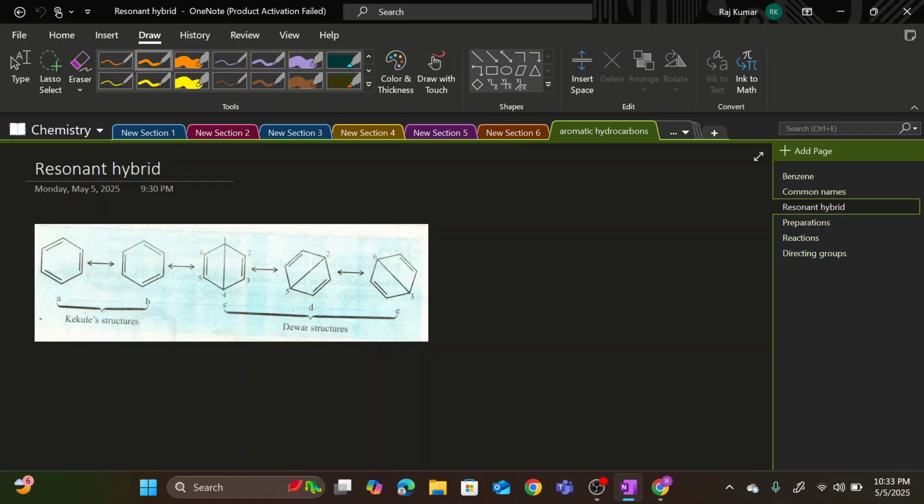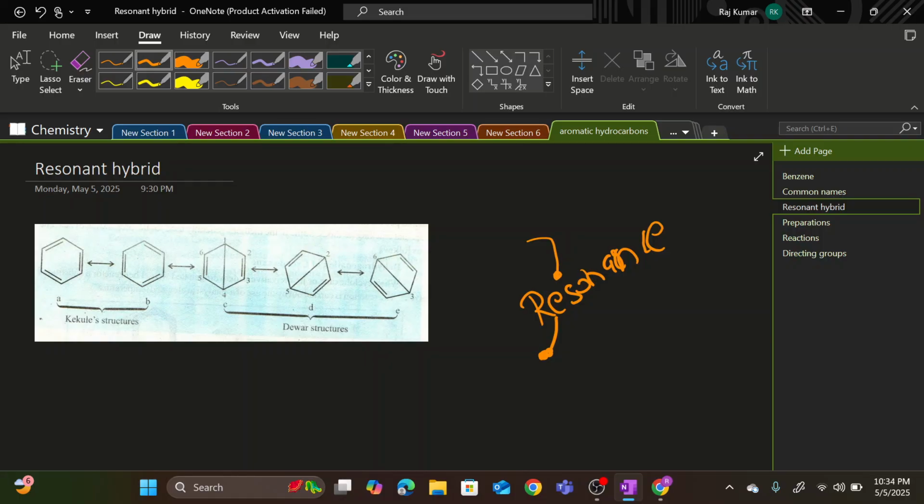Whenever there is possibility of different pairing schemes of valence electrons in an atom, then at that point that atom is supposed to be in resonance. So essentially, resonance is the possibility of different pairing schemes of valence electrons in an atom.